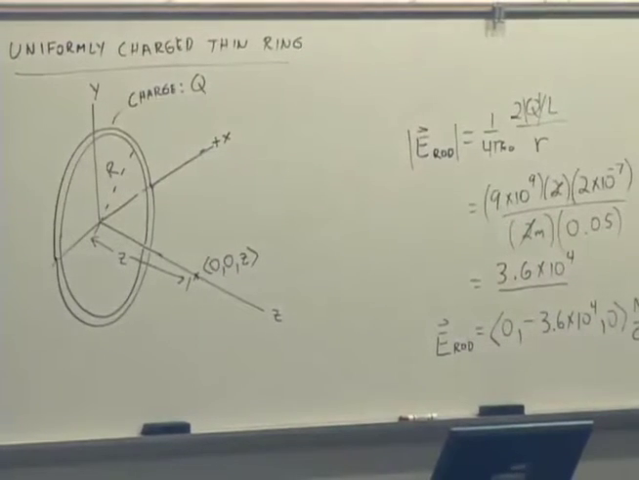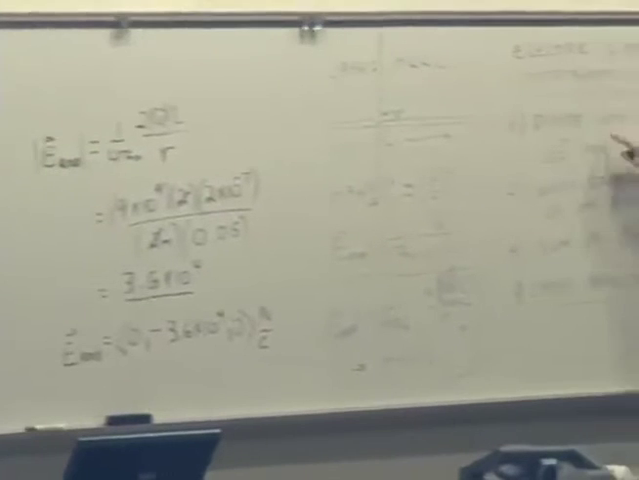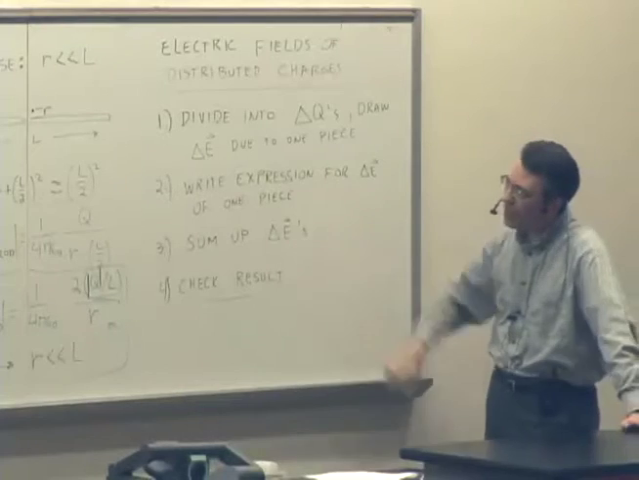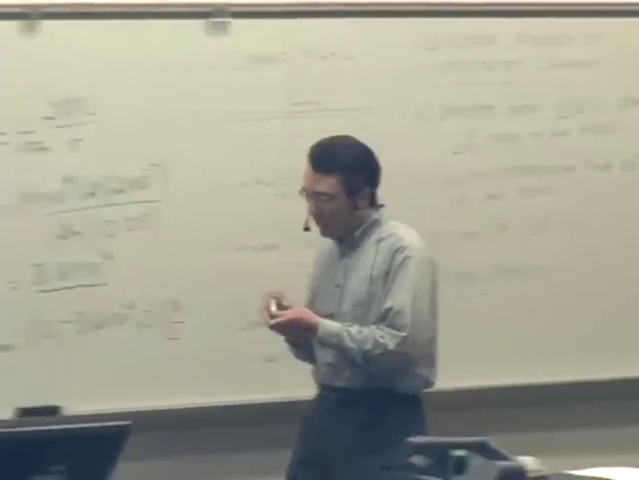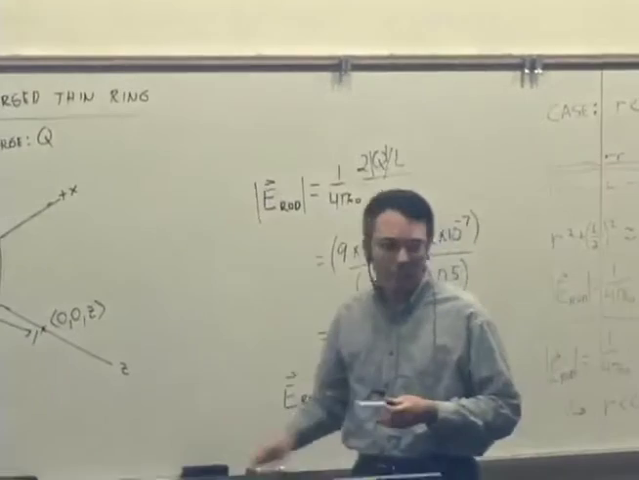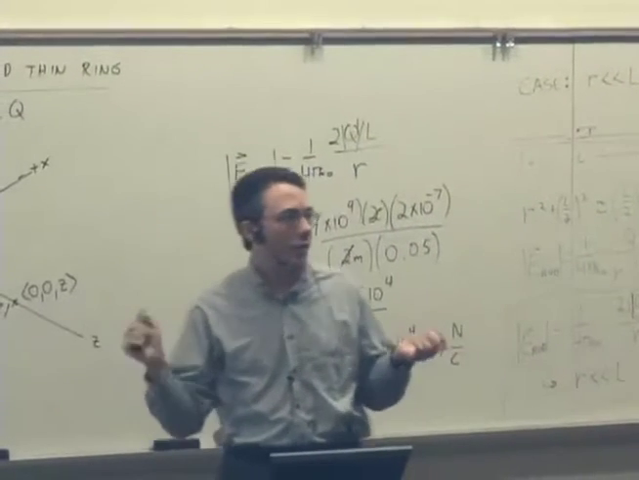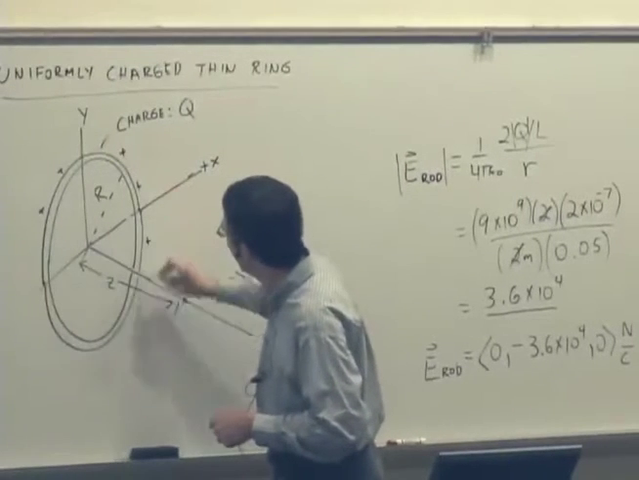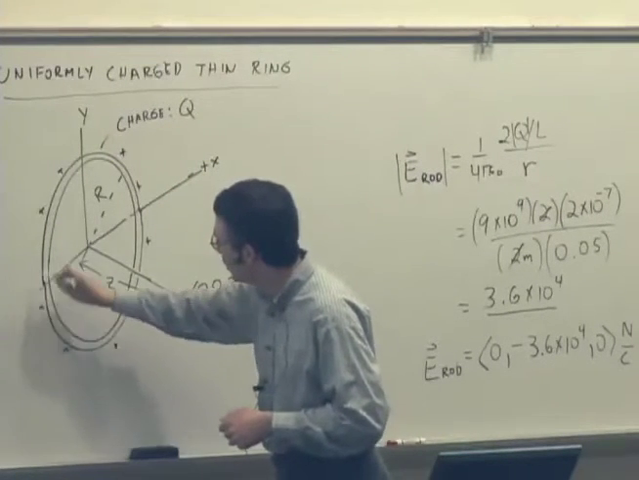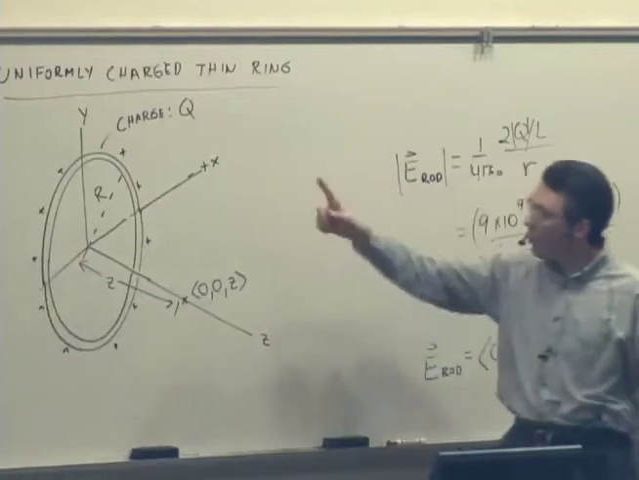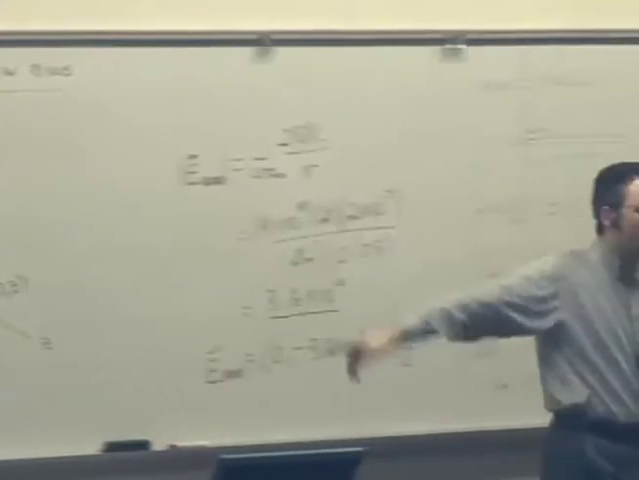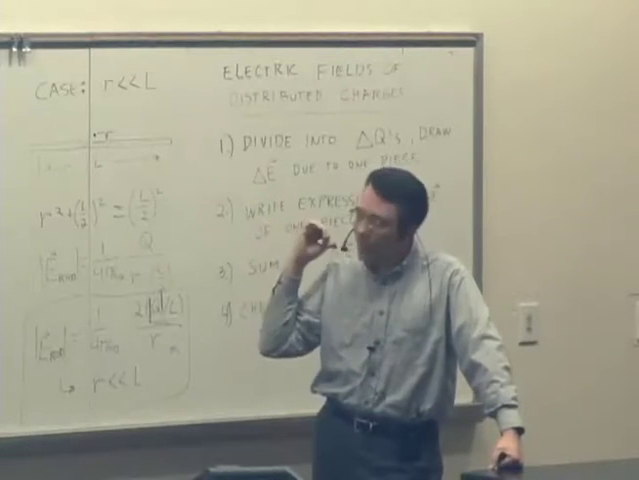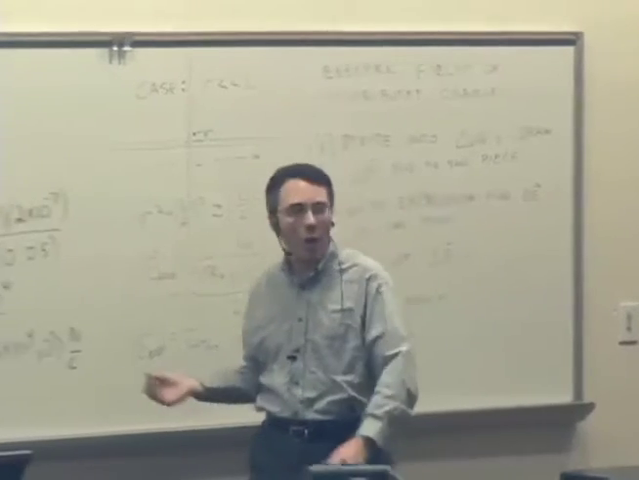So we're going to go through the same steps again. We're going to break it up into pieces, write an expression for the delta E of one piece, sum up all the delta E's, and then check the result. Before we even do the calculation, what would you expect if this is a positively charged ring, for example? When we get a result, what would you expect for the direction of the net electric field due to that positively charged ring? Down the z-axis, right? Down the z-axis. Why? What's happening?